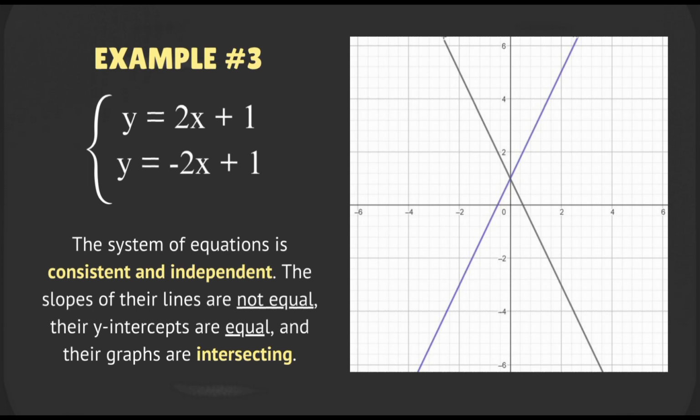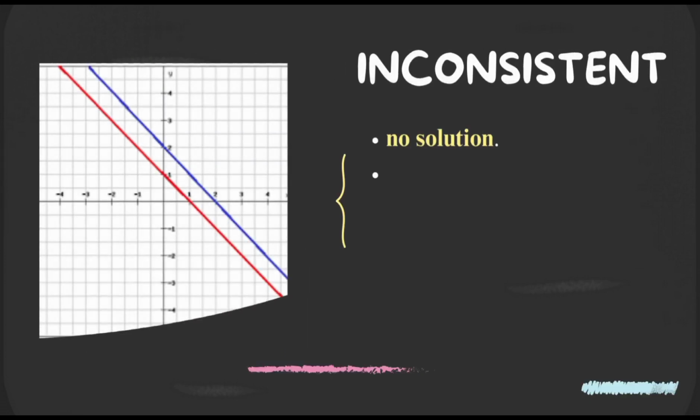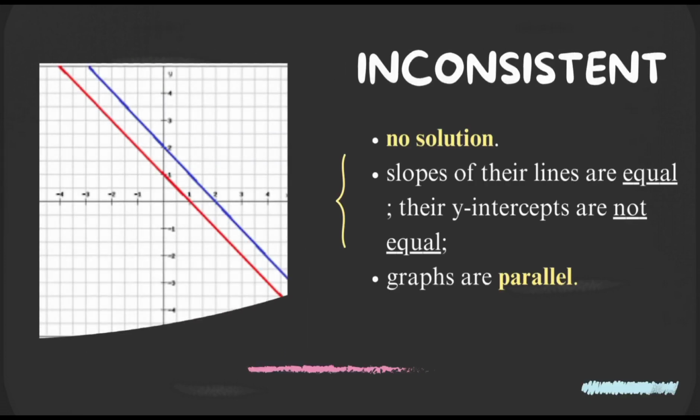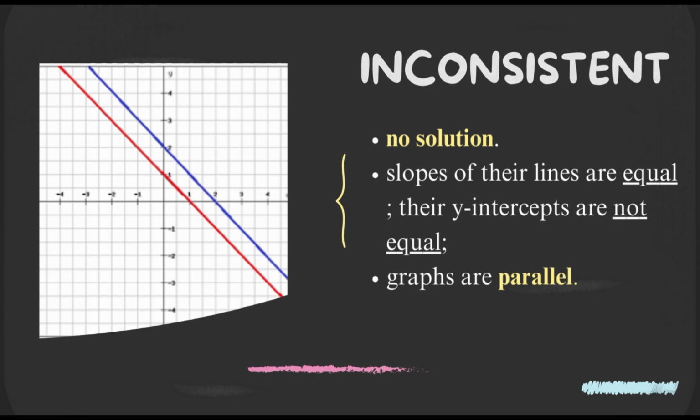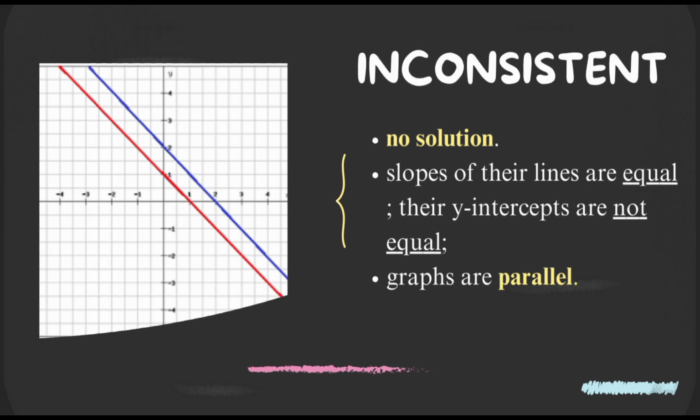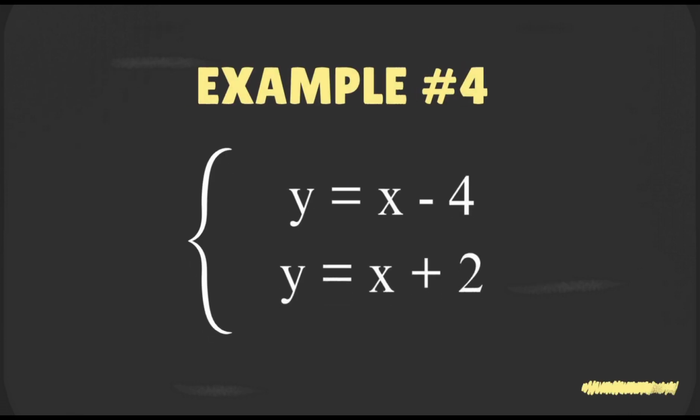So let's move on to the last kind of system of linear equation, which is the inconsistent. This is a system of linear equations having no solution. The slopes of the lines are equal, their y-intercepts are not equal, and its graphs are parallel. So let's have this example, wherein y is equal to x minus 4 and y is equal to x plus 2.